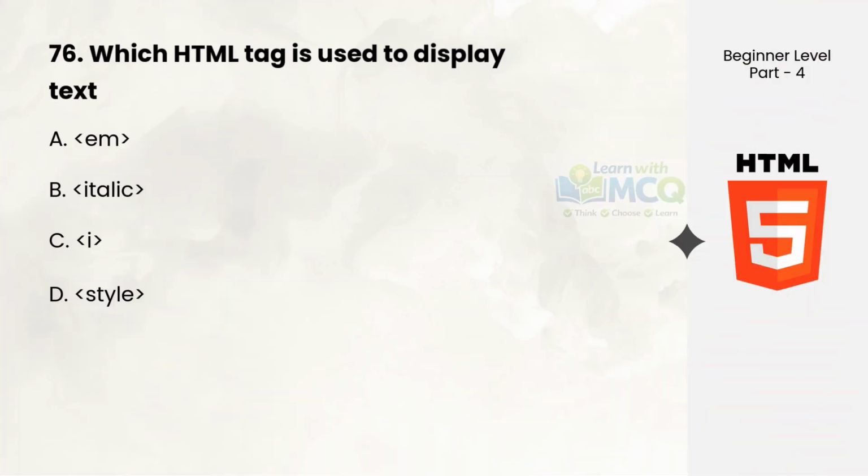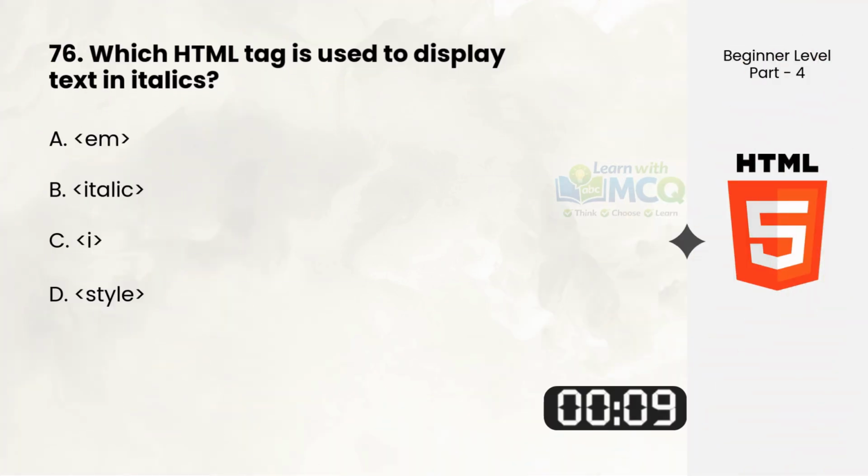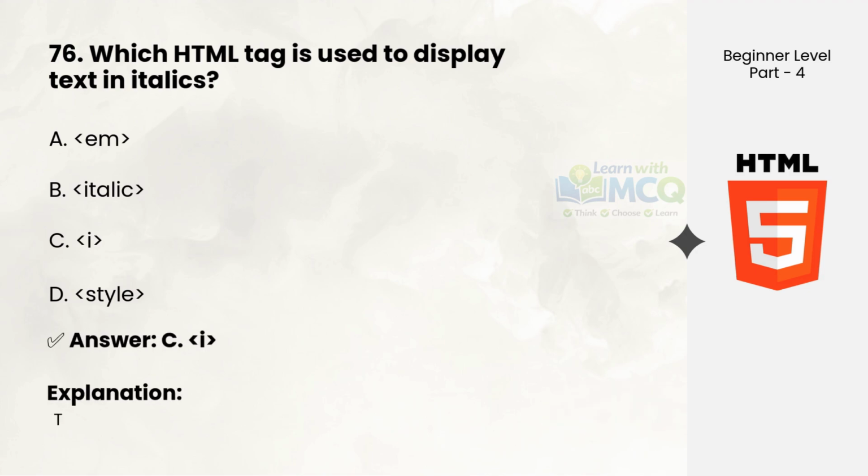Question 76. Which HTML tag is used to display text in italics? Options are A. M, B. Italic, C. I, D. Style. The correct answer is C. The I tag displays text in italics.